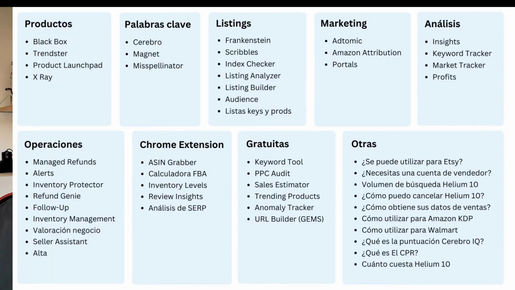Next, the marketing tools. There's quite a bit to dig into here. We have ADTOMIC, which is the PPC tool, the Amazon attribution tool, and portals, which we already saw in the previous course. Analysis tools, the new insights tracker, keyword tracker, market tracker, and the market tracker 360. The 360 is new, and the profits tool has been greatly improved compared to the old version.